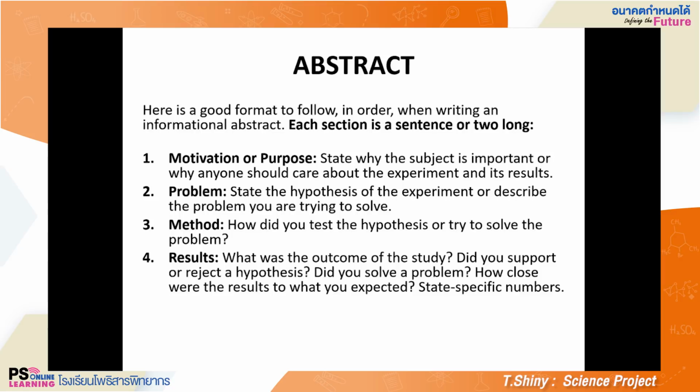Number 4, results. What was the outcome of the study? Did you support or reject a hypothesis? Did you solve a problem? How close were the results to what you expected? State specific numbers. Now, in number 4, you have to specify the outcome of your experiment. What was the result of your experiment? So you have to include it also in the abstract.